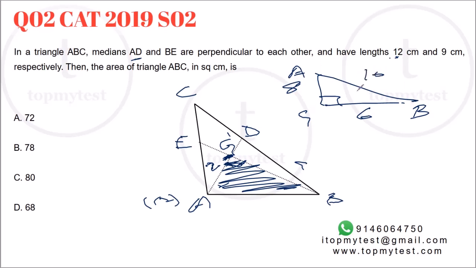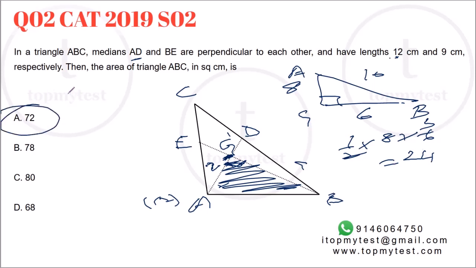It's a right angle triangle. What do we need to find? We need to find the area of triangle ABG. Area of triangle ABG will be half of 8 into 6, which is 24. Now that's not your answer. You need to find the area of triangle ABC. ABC will be 3 times the area of ABG. 3 times 24 is 72. Option A. Pretty straightforward application of your concept of medians.